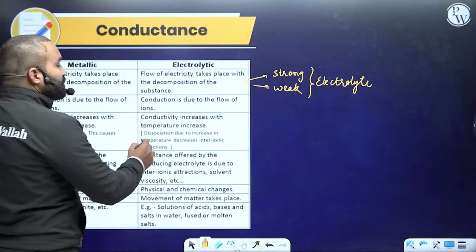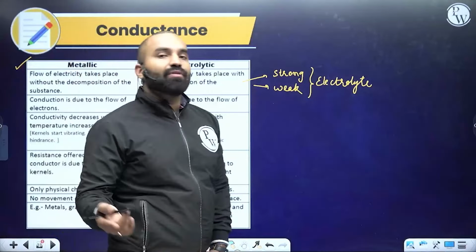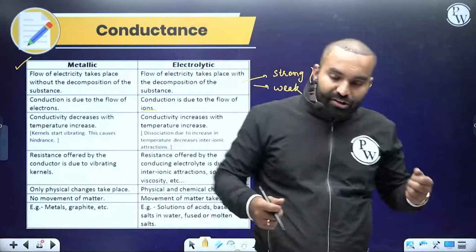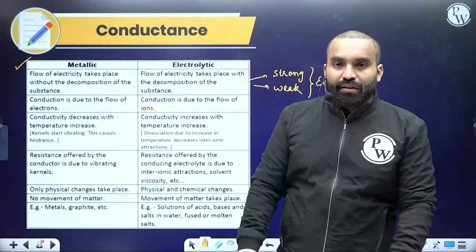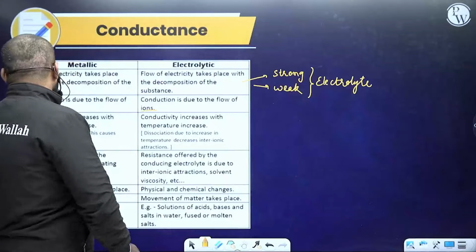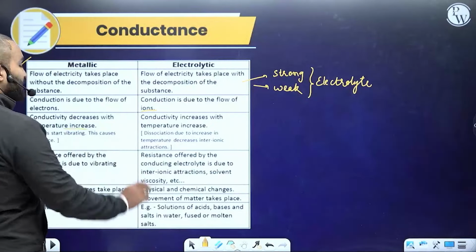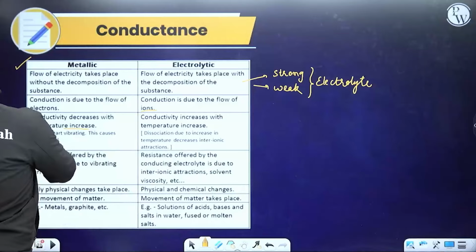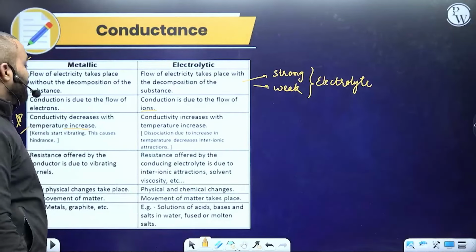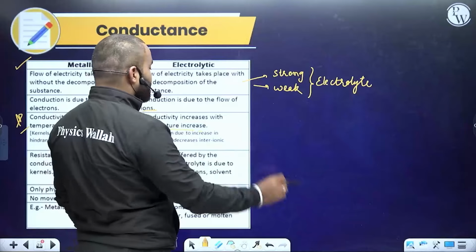The conductance is due to the flow of ions, as I have told you. The better the ionic mobility, the better the conduction. The faster the ions move, the better will be the conductance. In metals, the conductivity decreases as the temperature increases. Remember, very, very important point. The conductivity decreases with temperature increase. Here, in electrolytes, the conductivity increases with increase in temperature.